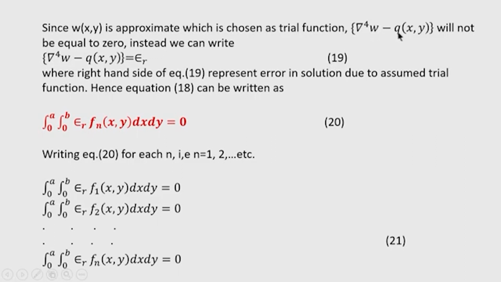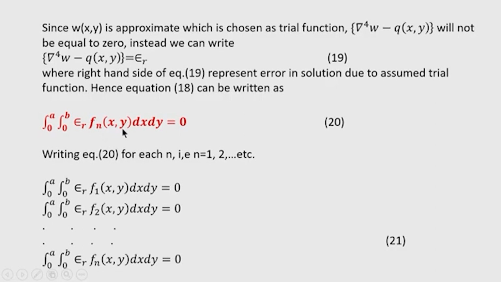So, del 4 w minus q x y will not be 0, because it cannot satisfy the differential equation. Therefore, del 4 w minus q x y can be written as some error term. So, the Galerkin equation can now be written as error into assumed function, and its integration over the area of the plate is equal to 0. That is the final expression for the Galerkin method, and this integral has to be found for all the functions in this series, all the terms in the series.